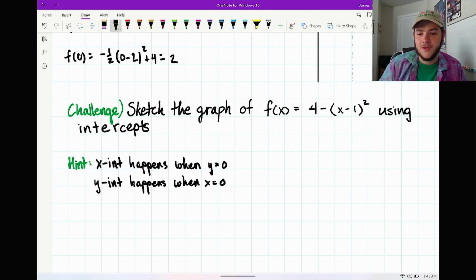Ready for the hint? The x-intercept happens when y is equal to 0. So we would set y, or f of x, equal to 0 and solve for x. Similarly, the y-intercept happens when x is 0. So we would set x equal to 0 and solve for y. See if you can take it from here.